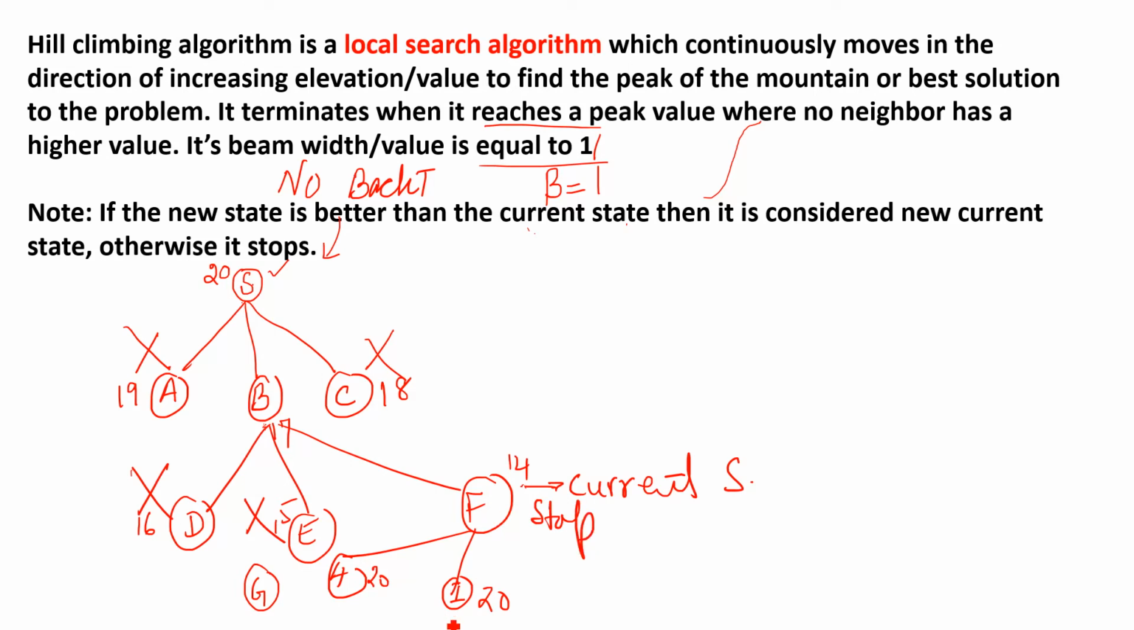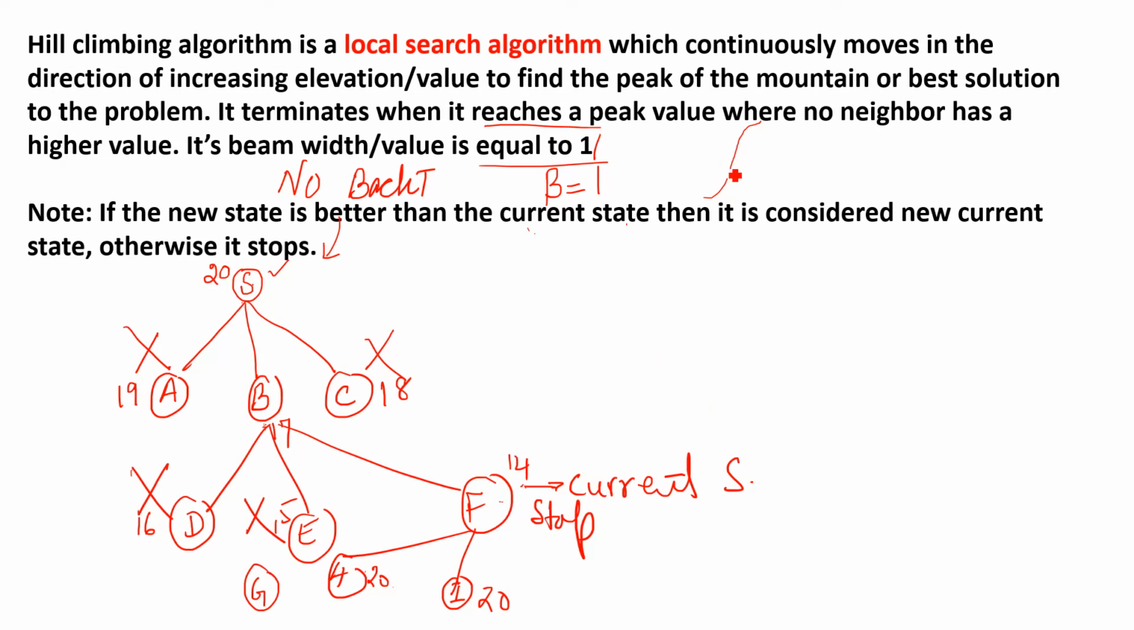We cannot explore this or this either, because both moves are not best according to F, because here is 14, it should be less than 14 in order to reach here, and there is no backtrack, so we can stop here. This is the hill climbing.